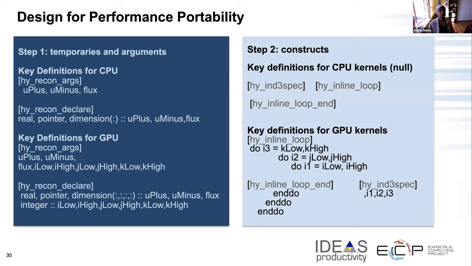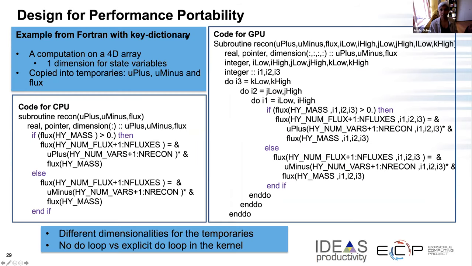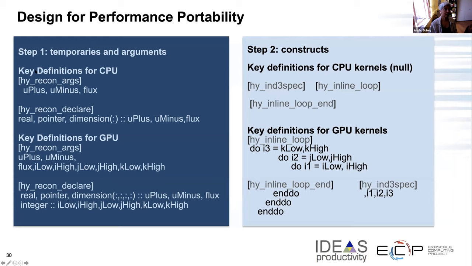The first step is we define keys that take care of temporaries and arguments where the key definitions are different for CPU and GPU. So the key definitions for CPU for arguments is just this list. All that I have done, if you look at the previous slide, is I've taken this entire argument list from here and from here and defined that as keys that are different for the CPU and the GPU. And I did the same thing for the declarations that need to occur in between the CPU and the GPU.